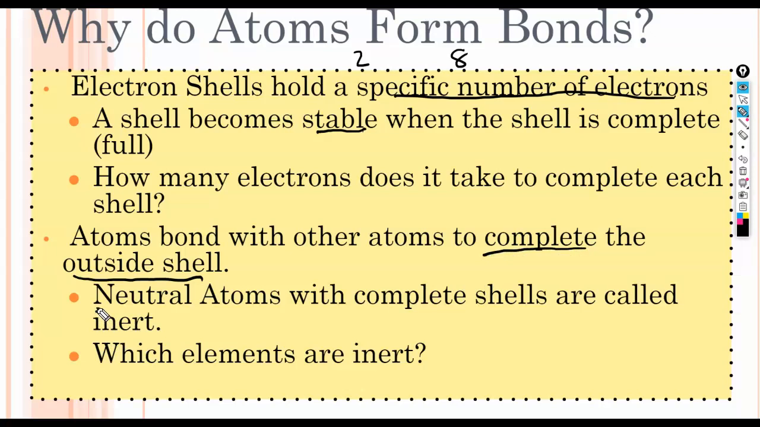This bullet point says that neutral atoms with complete shells are called inert. Which elements are inert? I talked about this a few minutes ago, but the atoms that naturally have their shells complete are the ones in group 18, and those are called the noble gases.